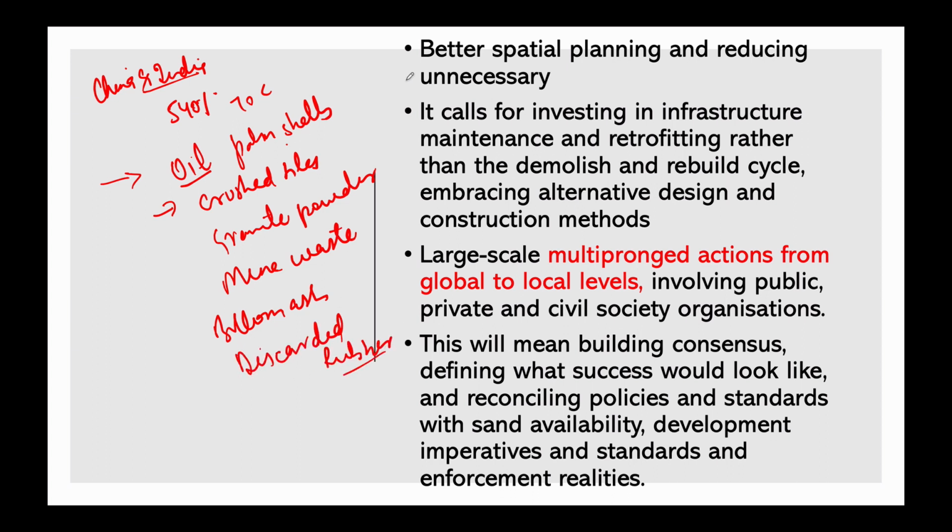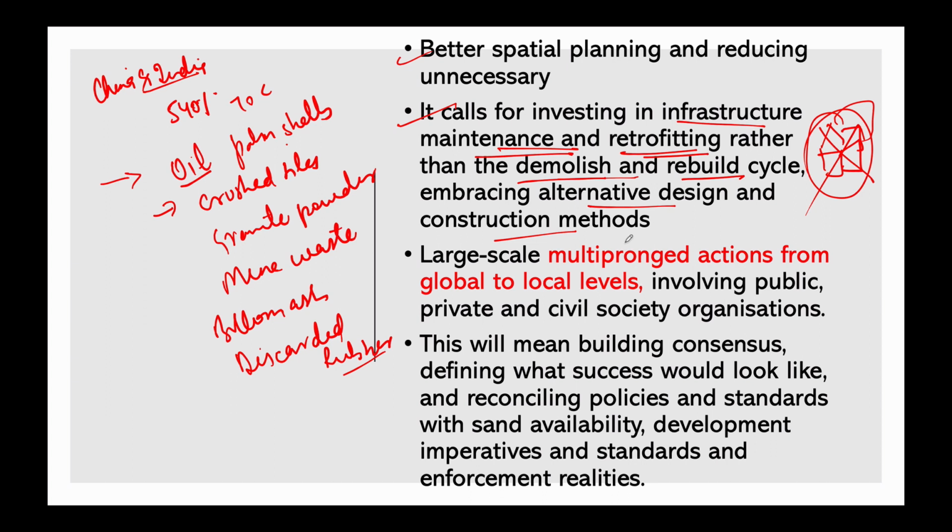So talking about the way forward, we can suggest better spatial planning and reducing unnecessary construction, which includes speculative projects or those being done mainly for prestige, thereby making more efficient use of the aggregates which are available. Then it calls for investing in infrastructure maintenance and retrofitting rather than demolish and rebuild. Because what happens if we want to build a new house, if we have a single story house, we demolish it completely and build a new one. But what we are suggesting here is that maintenance and retrofitting is the better option rather than the demolishing and rebuilding cycle, embracing alternative design and construction methods.